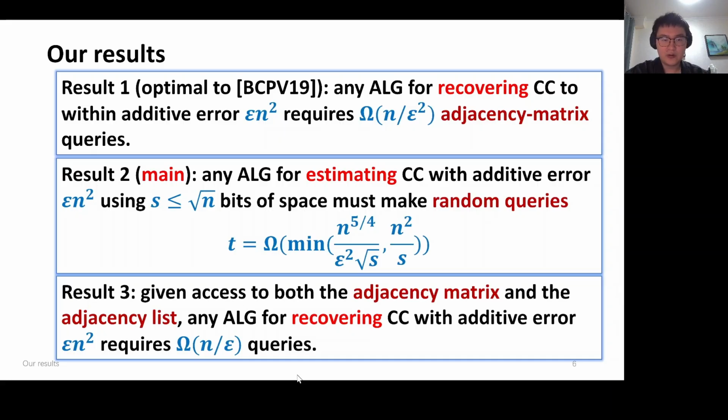Our result 2, which is also our main result, is a time-space lower bound for estimating correlation clustering. We show that any algorithm for the seemingly easier task of estimating the correlation clustering under memory constraints may require even more than n over epsilon squared queries in the random query model. As we noted, n over epsilon squared queries is enough to recover the whole correlation clustering. And we show that under memory constraints, we may require even more queries.